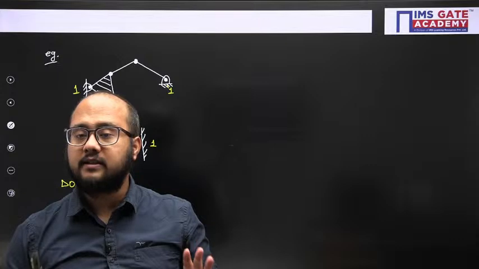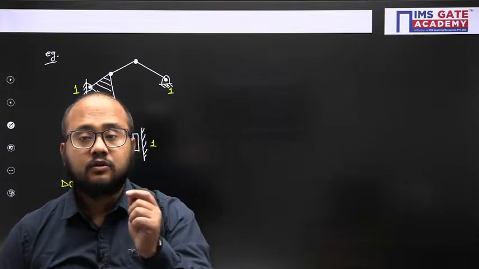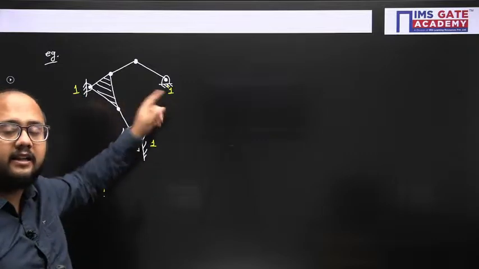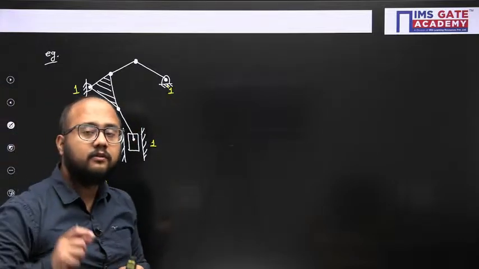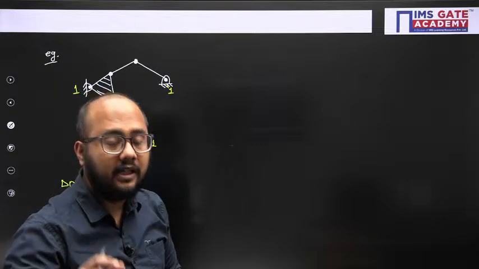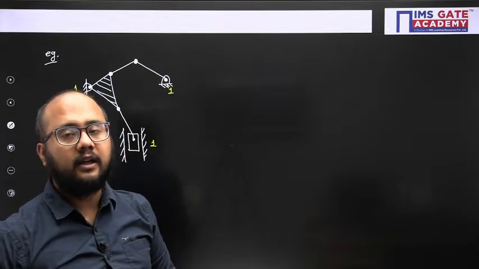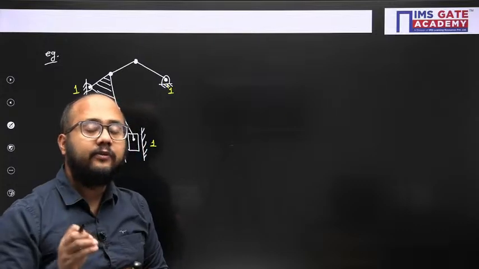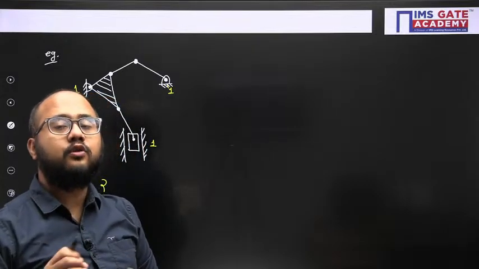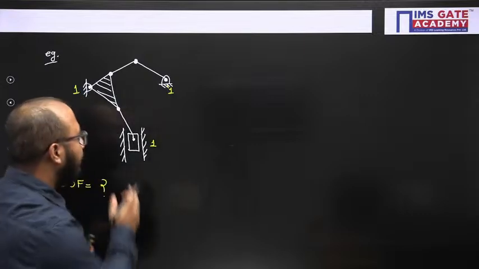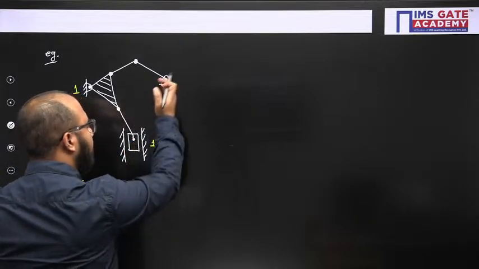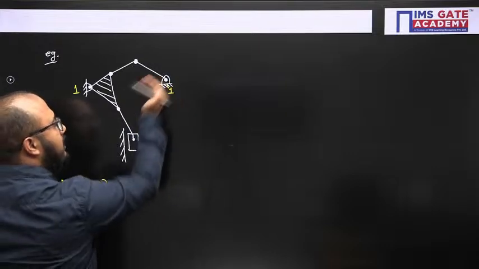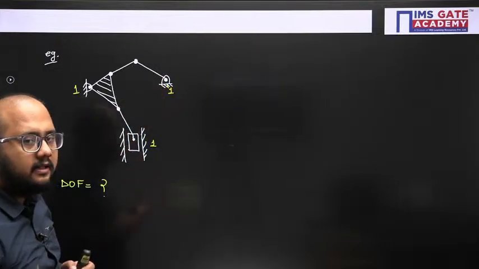I hope this point is clear, everyone. So again and again, I'm telling you this point, guys. Wherever it is fixed, please mark it as one. Because while discussing the kinematic link, we stressed that a kinematic link is that link which has relative motion with respect to another link. If this link and this link were different, then they should have some relative motion. Now, obviously, they can't have relative motion, so they will be considered a single link.